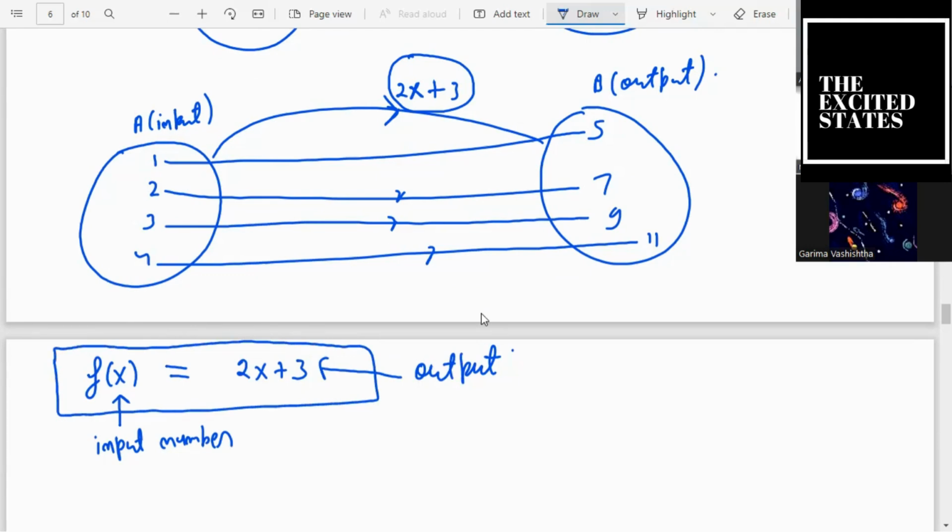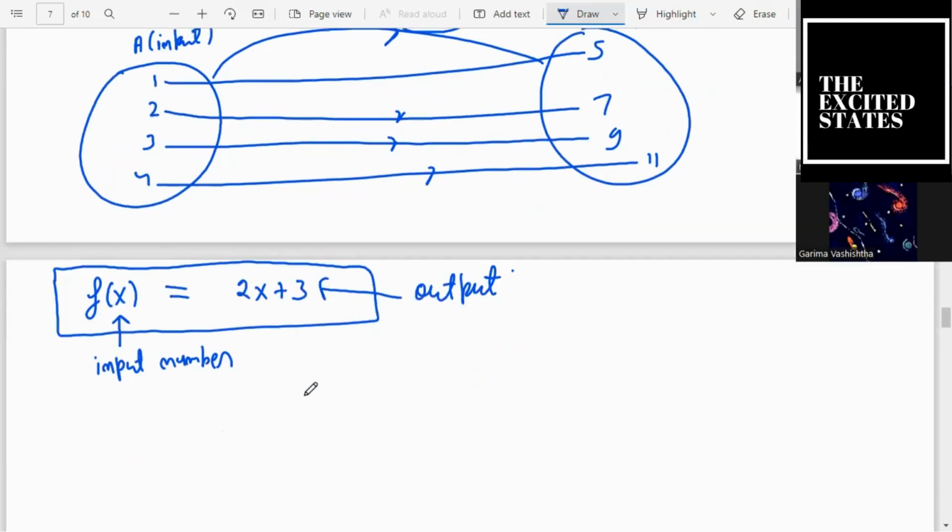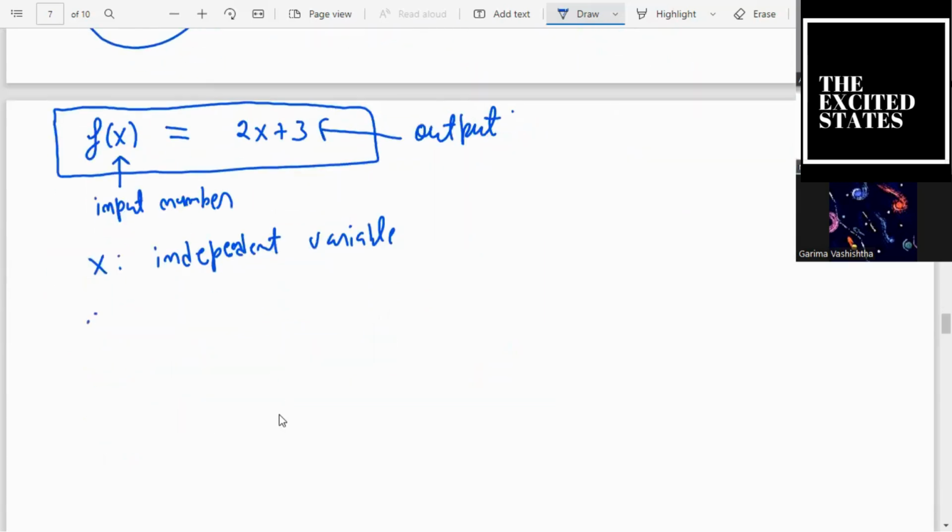So this is the way in mathematics to express the definition of a function. Here the input variable x is called the independent variable. And here this is f of x, or simply y. We will also represent it as y. This is called the dependent variable.